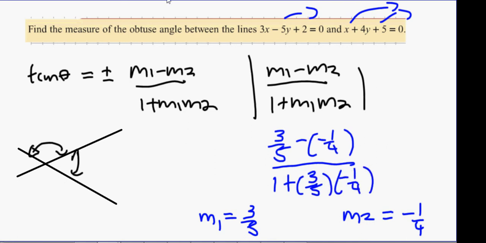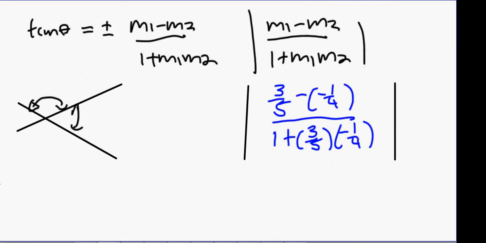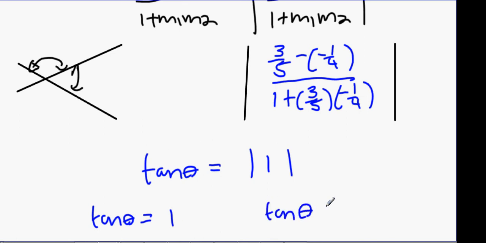Put all of that into your calculator. You no need to mess about there, because you can just put it straight away into the calculator. And what you're going to get is tan theta equals the modulus of, I got the modulus of, is it 1 or minus 1? 1. Now, this means two things. It means tan theta equals 1 or tan theta equals minus 1.